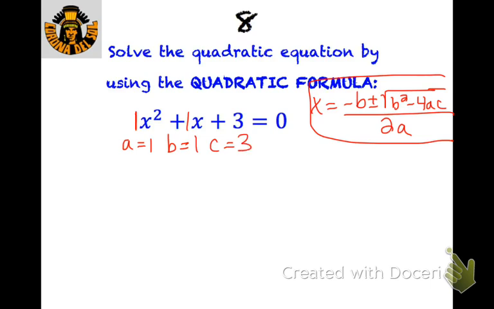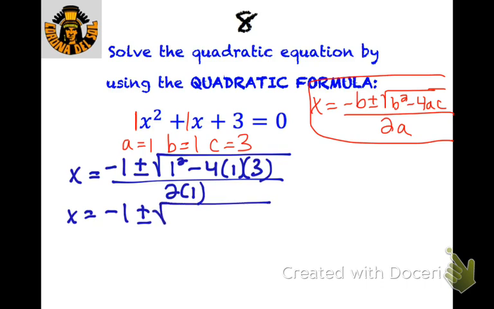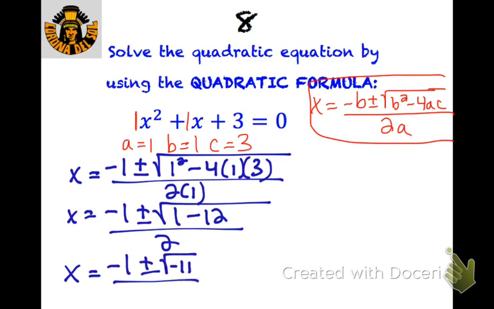So then we start plugging it in. x equals the opposite of b, so whatever b is, we do the opposite of that. So negative 1 in this case, plus and minus the square root of b squared, so that's 1 squared, minus 4ac, and then all that over 2 times a. x equals negative 1 plus and minus the big old square root of 1 minus 12, over 2. x equals negative 1 plus and minus. It looks like we're going to get a negative 11 under the radical.